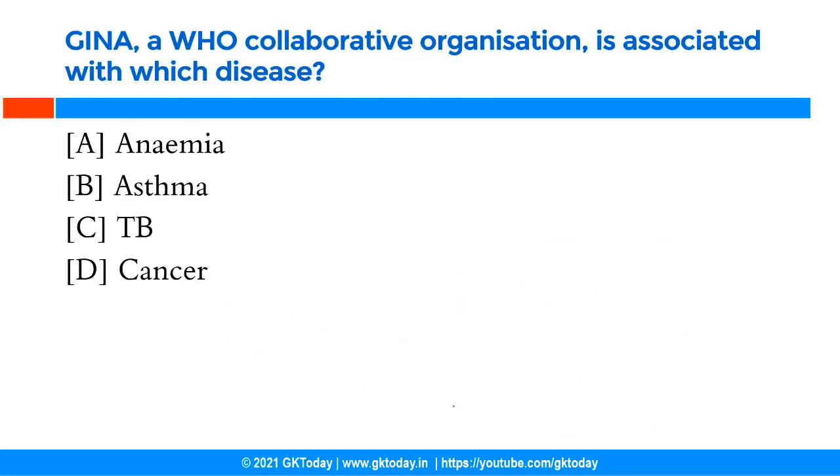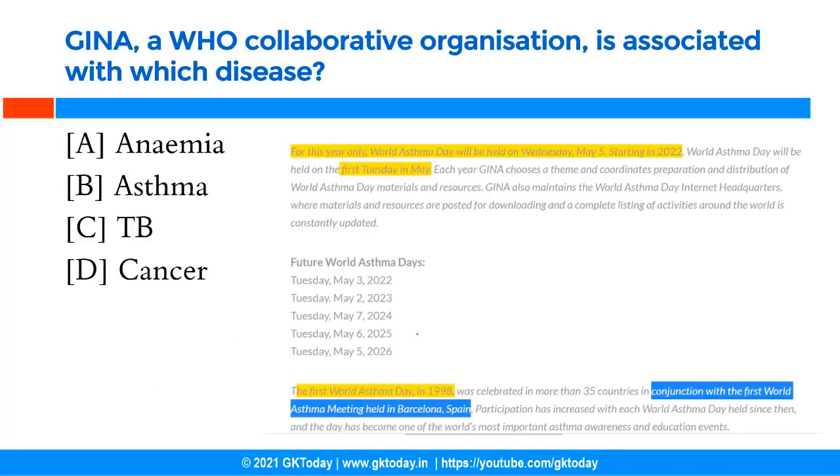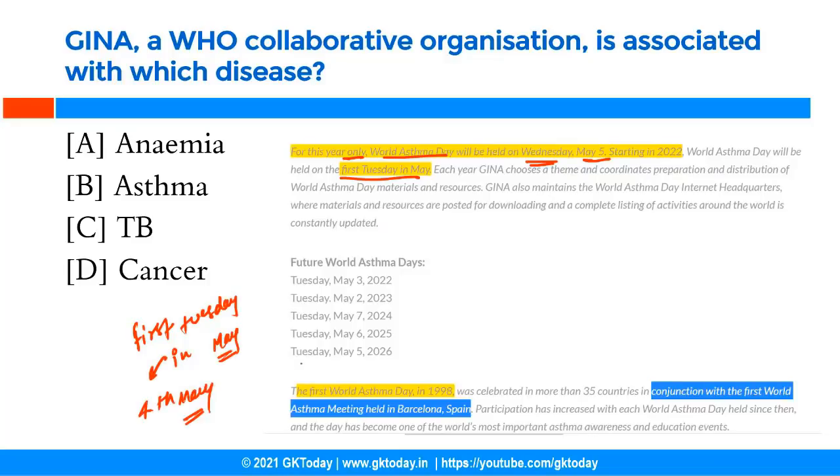Next question is, GINA, a WHO collaborative organization, is associated with which disease? So it is associated to asthma. GINA stands for Global Initiative for Asthma. Now please note that for this year only, World Asthma Day will be celebrated on Wednesday. Actually, every year World Asthma Day is celebrated on the first Tuesday in May, which was supposed to be on 4th of May. However, this time, that means 2021, is an exception, and for this year only, this was celebrated on Wednesday, that means on 5th of May.